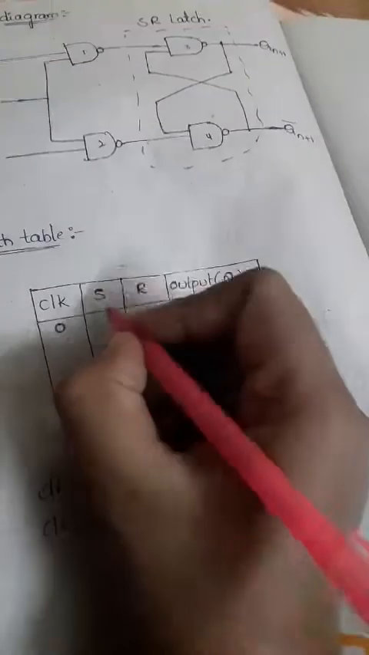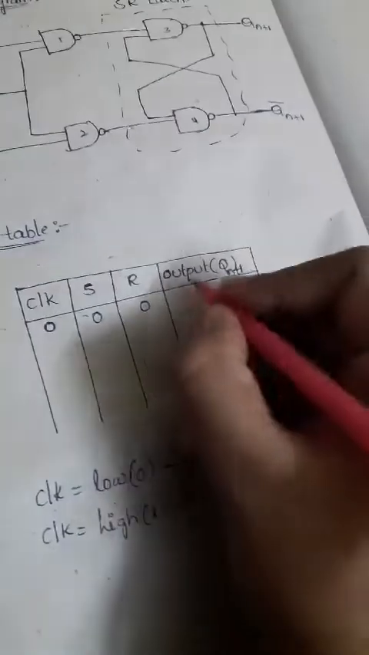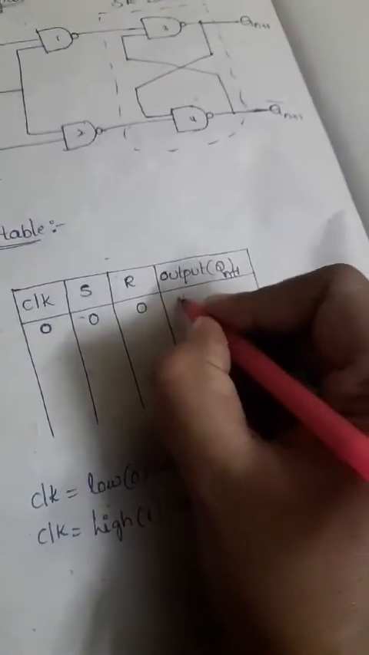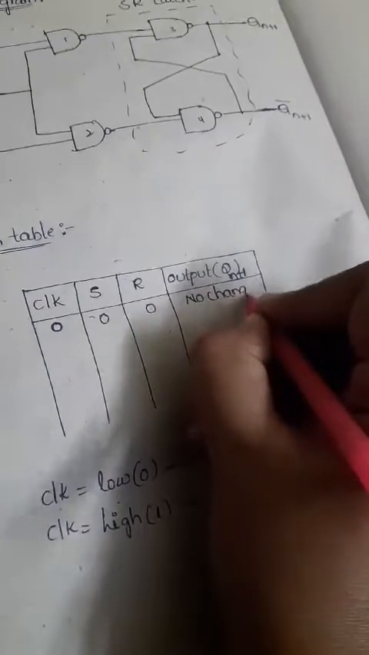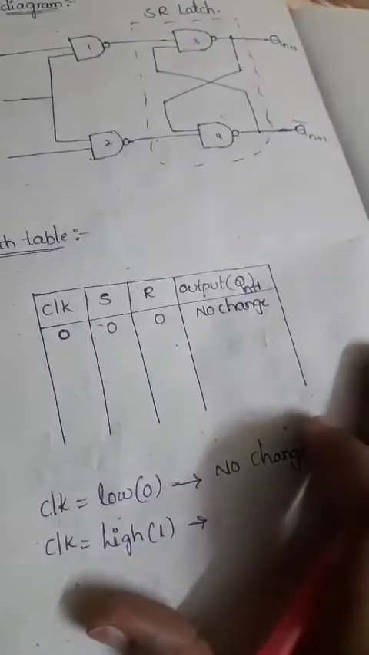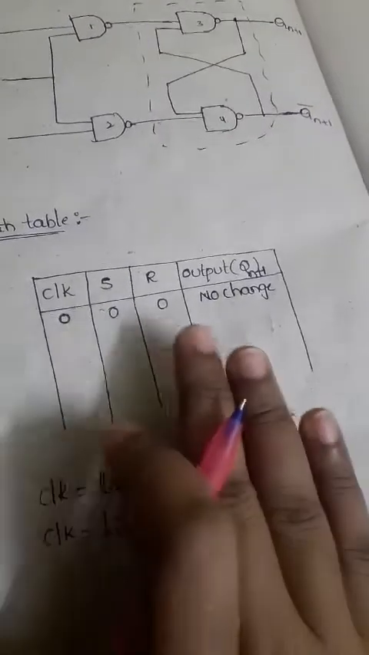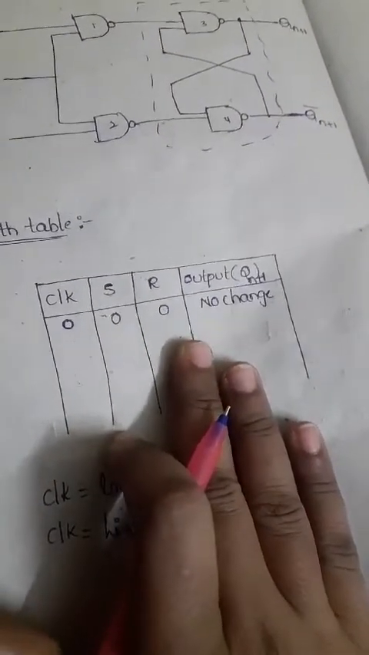So first, whenever the clock signal is 0, what is the output we are getting? No change. That means inputs do not affect the output state. So you should mention that inputs and outputs will be all in a disabled position. So you can mention the 0 0 inputs, and here the output you should write as no change.